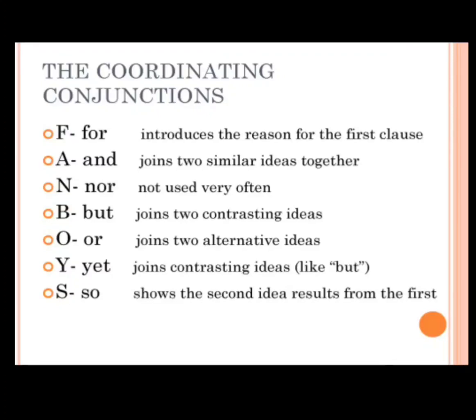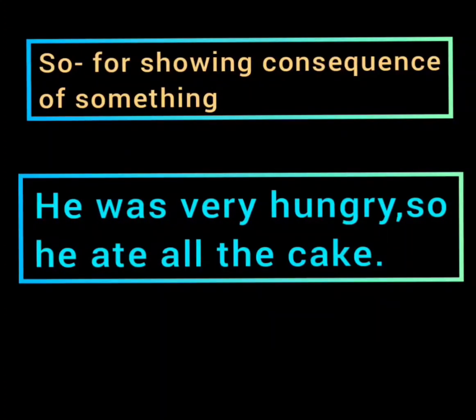So students, why do we use so? See, so is used for showing the consequence of something. Okay, when you want to show that there is a consequence of something, there is a reason. Okay, he was very hungry, so he ate all the cake. What was the reason that he ate all the cake? Because he was hungry, right? So we can say he was hungry, comma, so he ate all the cake. So this was the reason, okay? This was the reason that he ate all the cake because he was hungry.